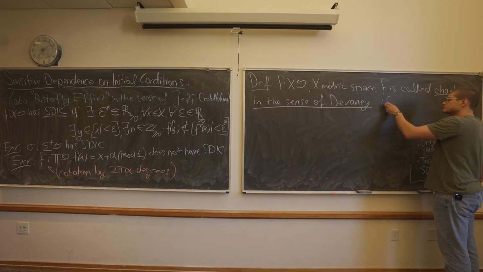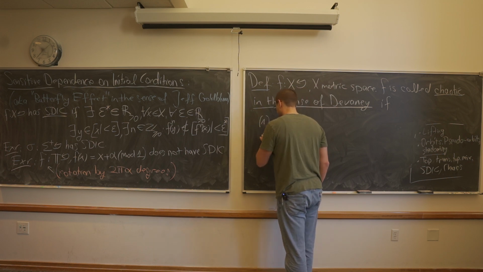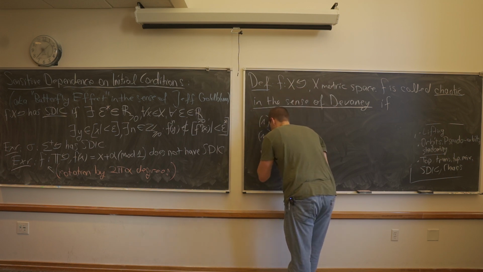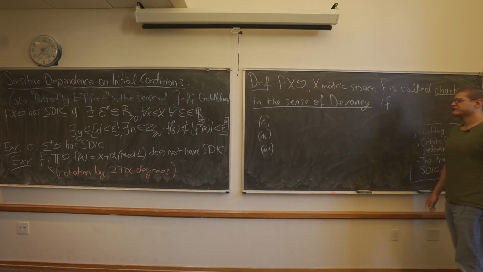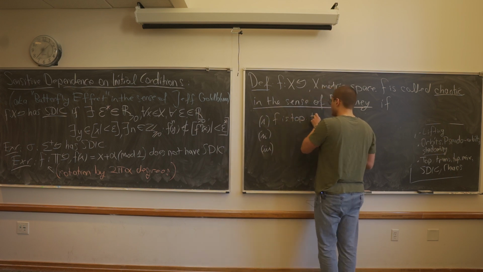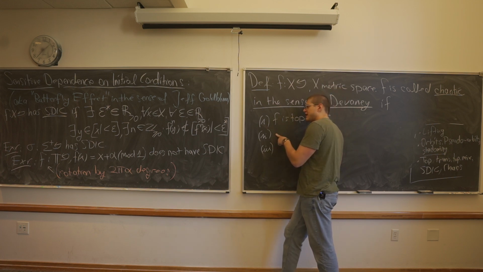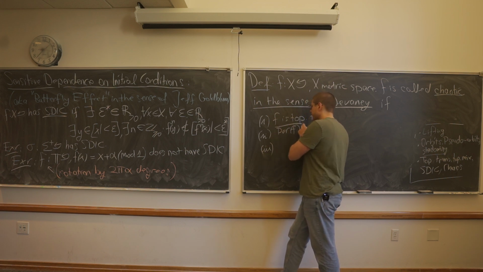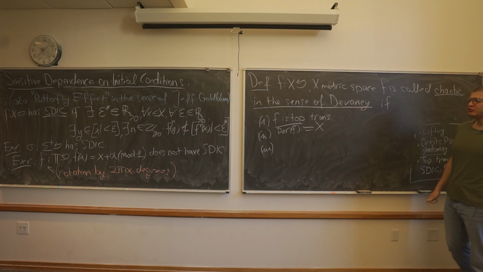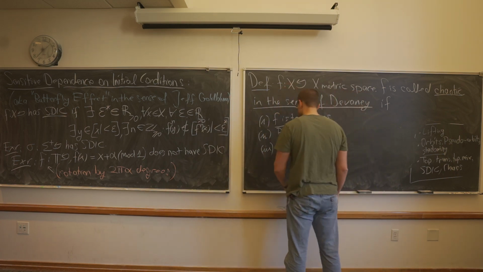If you have the following three properties. First, that f is topologically transitive. Second, that the periodic points of f, which is a subset of X, is dense. That is to say, you can approximate any point in X whatsoever by some periodic point of f. And third, f has sensitive dependence on initial conditions.